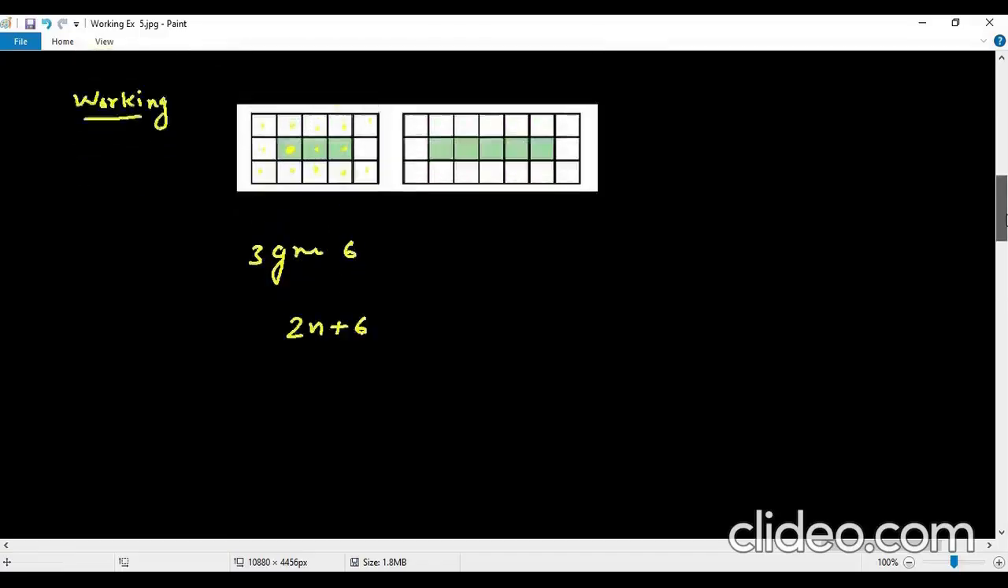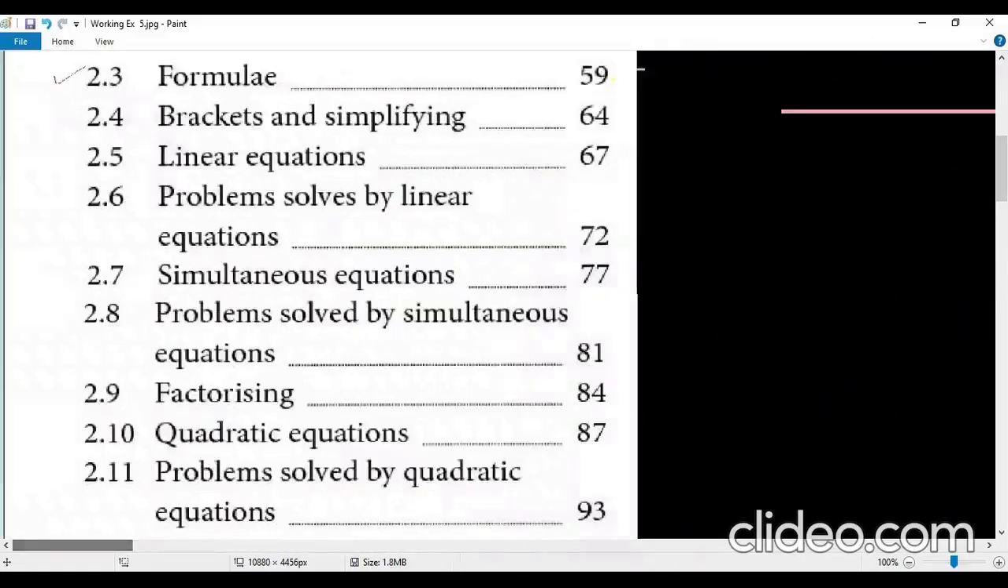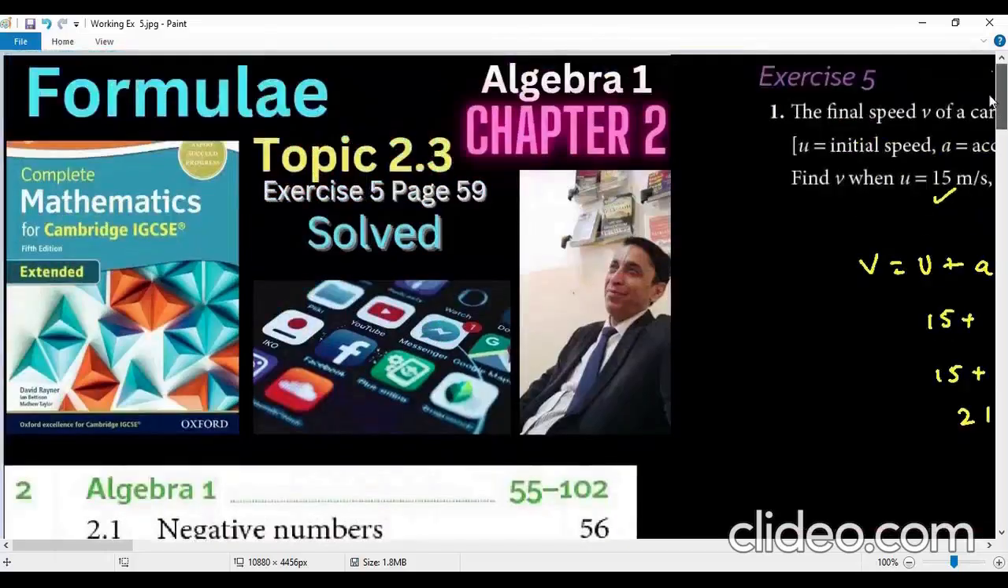There are 11 questions in this exercise, and I'm going to be summing up this exercise. This was exercise 5, and soon after this, I'll be uploading exercise 6 and onwards.